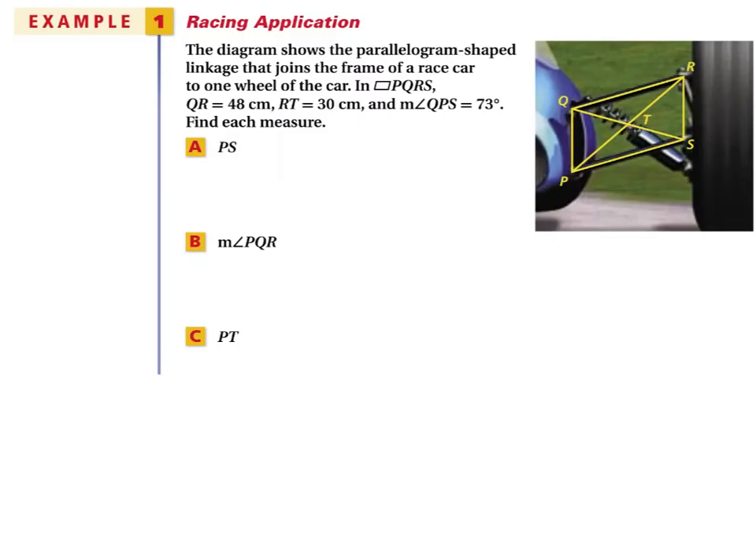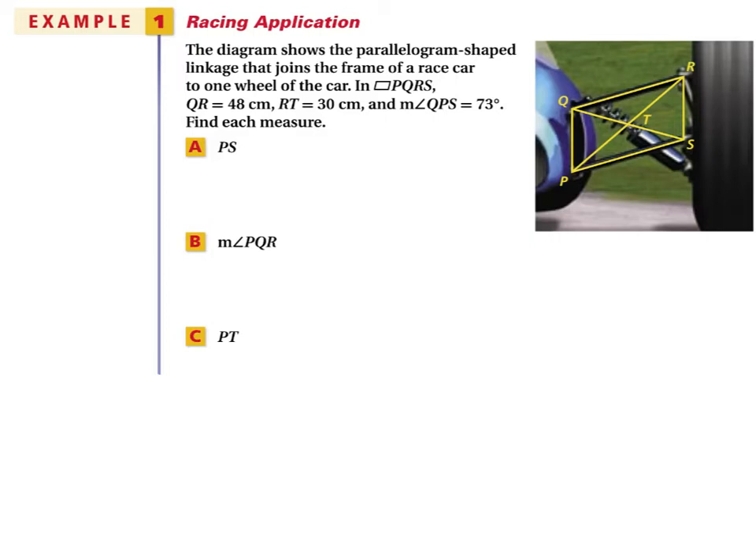So in example number 1, we want to find the measures and lengths of each of these pieces. The diagram shows the parallelogram-shaped linkage that joins the frame of a race car to one wheel of the car. This is a parallelogram, PQRS. Make note, it's a parallelogram. The only thing we know is that opposite sides are parallel. From there, we use our properties.